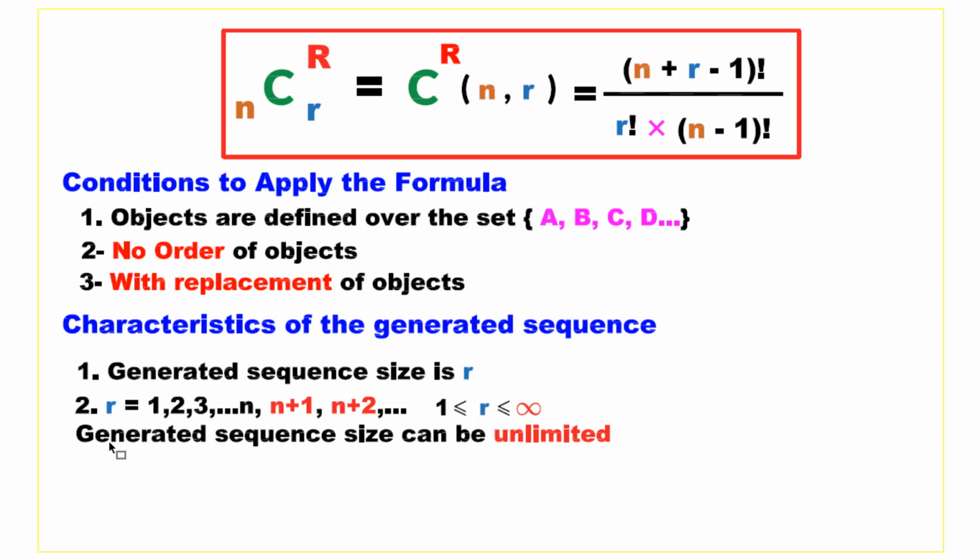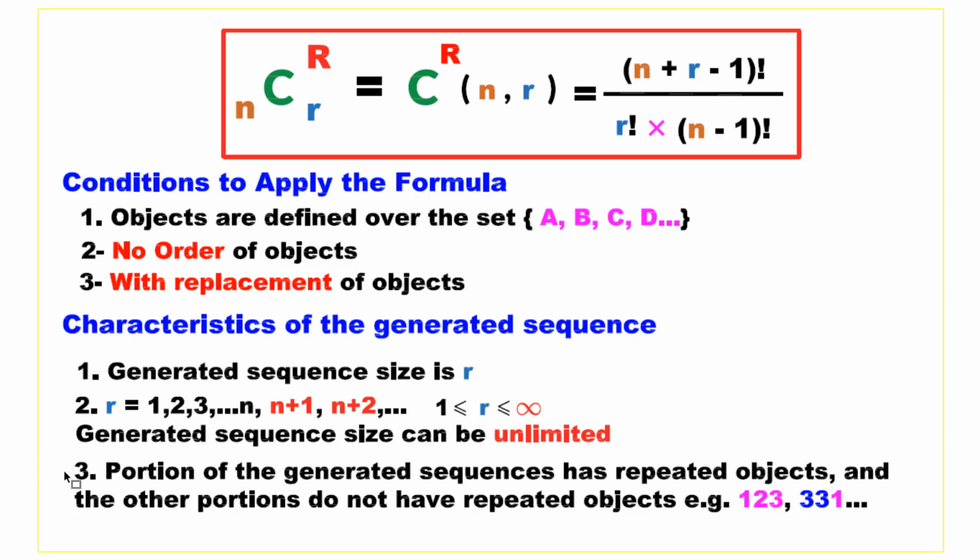That is contrary to combination without replacement. And the third thing is, a portion of the generated sequences has repeated objects and the other portions do not have repeated objects. For example, if we have a sequence of 1, 2, and 3, none of these objects is repeating, but if we have a sequence such as 3, 3, 1, the object 3 is repeated twice.